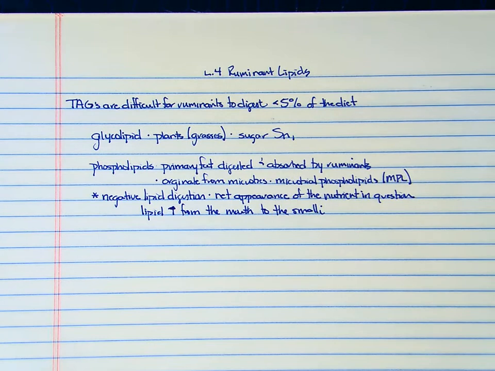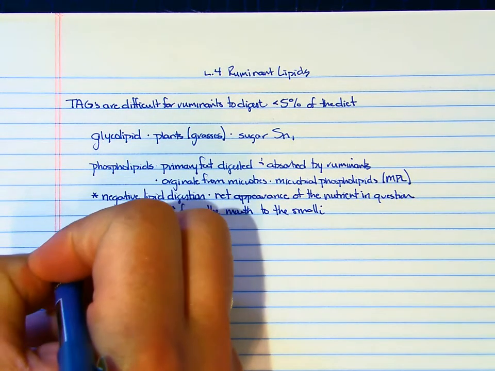And this is because the microbes are synthesizing microbial phospholipids, so they're adding to it, they're creating phospholipids, so there's going to be more lipids that show up at the small intestine than the animal consumed because of the synthesis of microbial phospholipids. Same thing can happen with microbial crude protein if we're recycling a lot of urea to the rumen. We can have negative digestion of protein in that more protein shows up at the small intestine than the cow consumed with their mouth. So keep negative digestion in mind as it pertains to both microbial phospholipids and microbial crude protein.